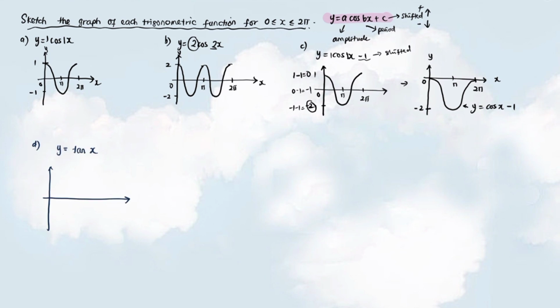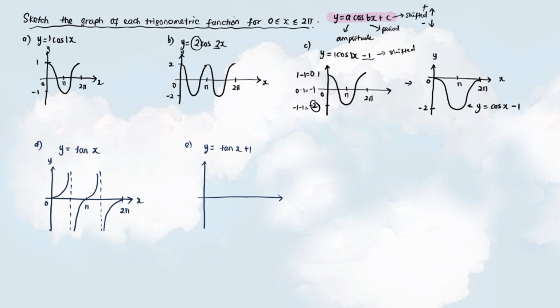Now sketch the graph y equal to tan x. First thing first, draw the asymptote lines, and then you draw the tan x graph. Make sure the line does not touch the asymptote line. So here is 2 pi, 0. Label the x-axis and y-axis. You are done.